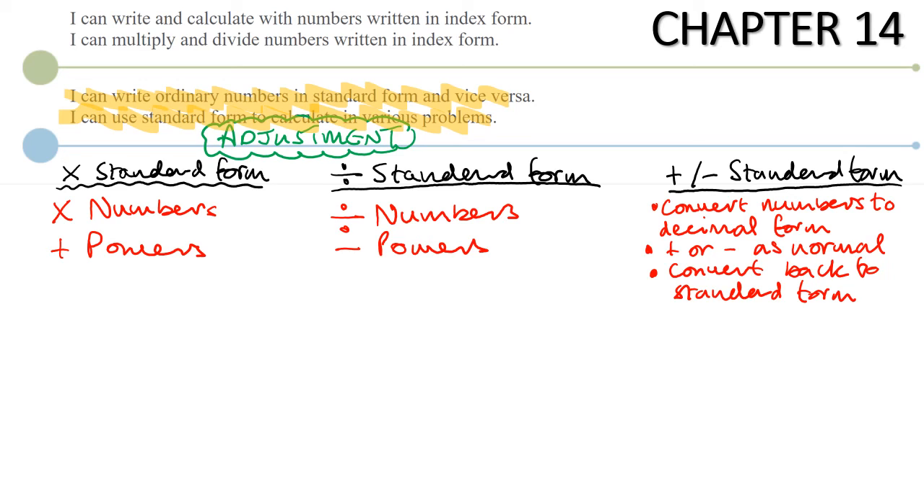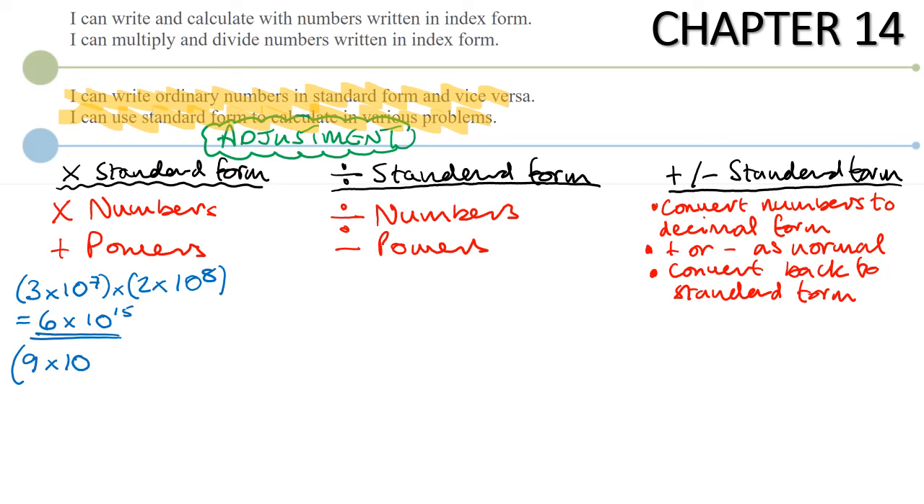So multiplying in standard form. Let's do 3 times 10 to the power 7 times 2 times 10 to the power 8. Right, so we multiply the numbers, so 3 times 2 is 6, and then we add the powers, 7 plus 8, 15, that's it, done.